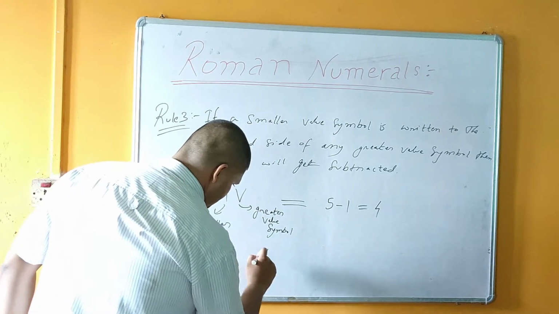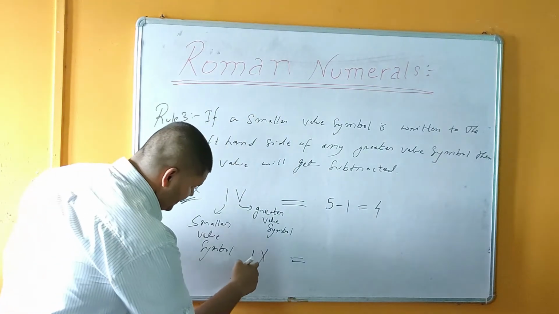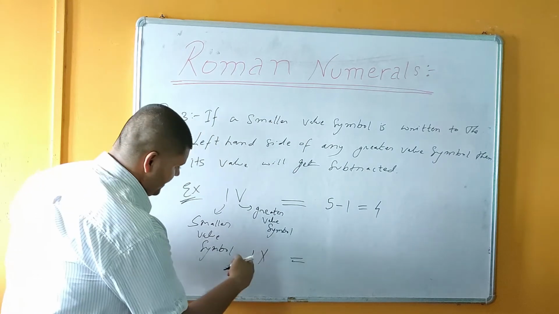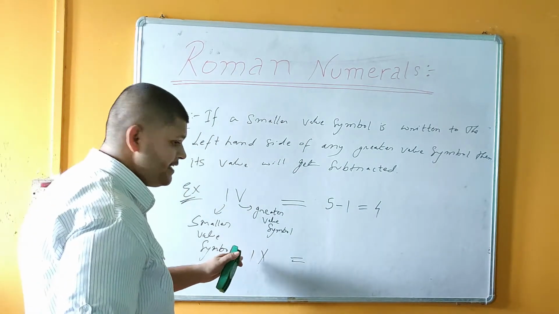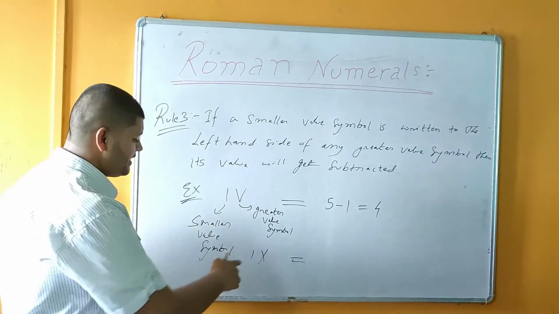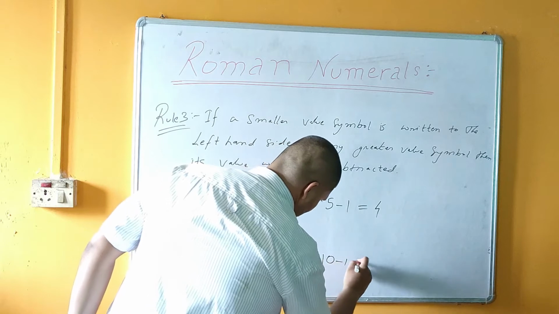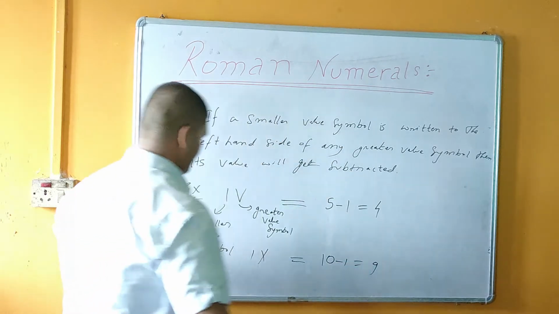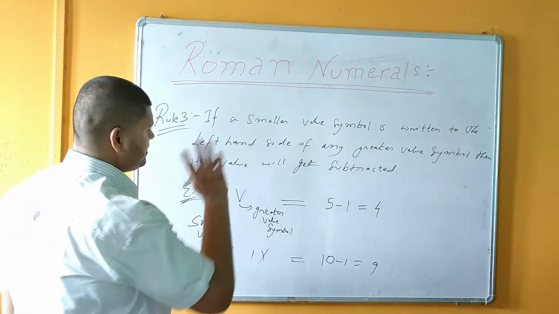Okay, similarly we can take IX, which means 10 and 1. The greater value symbol is here and the smaller value symbol is here. That means it is exactly on the left hand side of the greater value symbol. Then we have to subtract it, 10 minus 1, it is nothing but 9. So this is all about rule number 3.